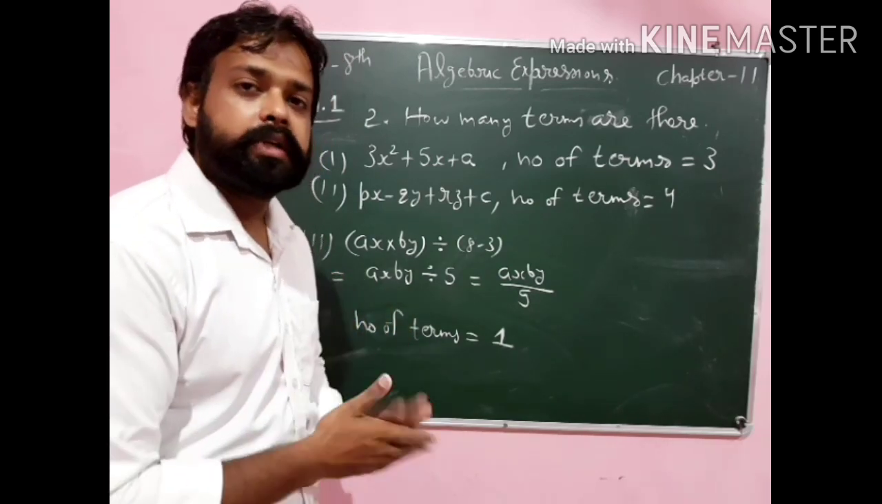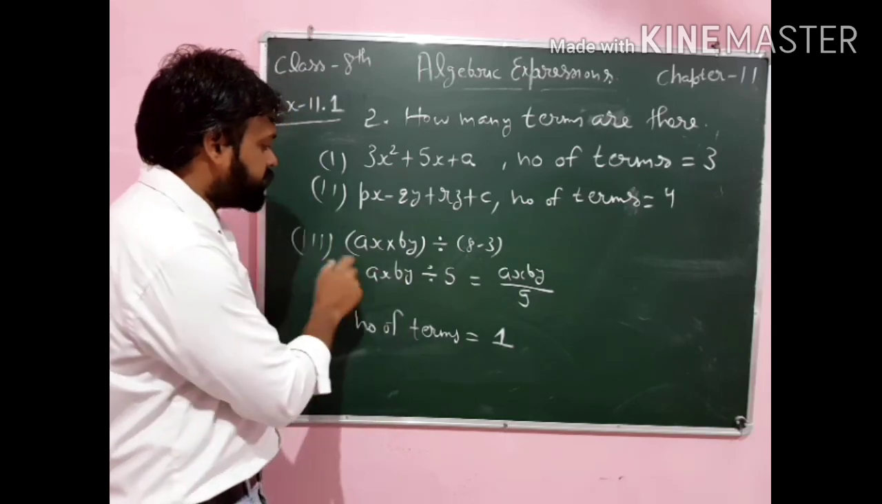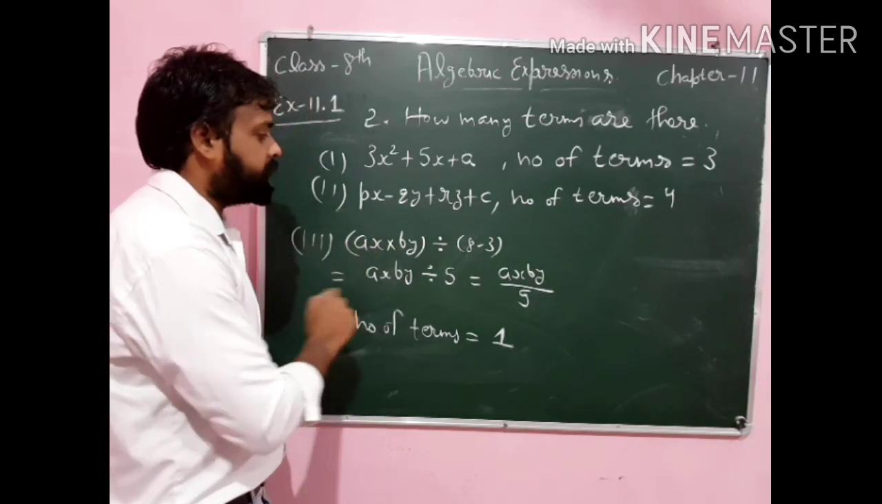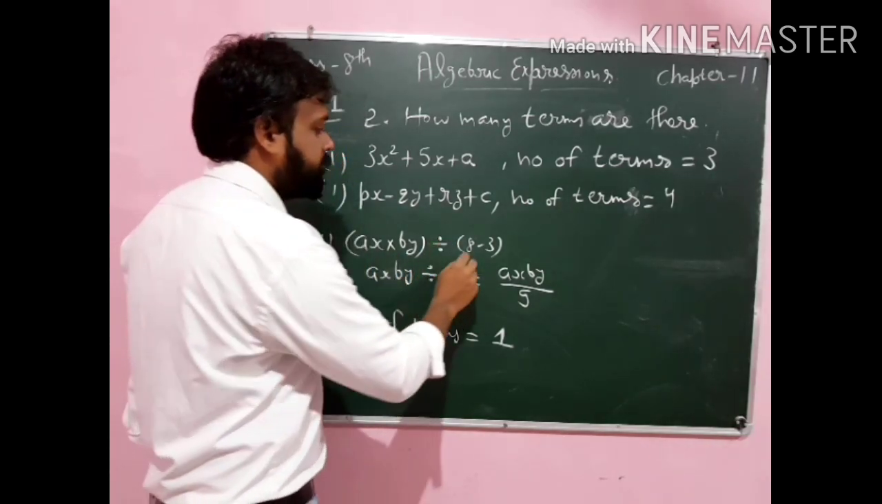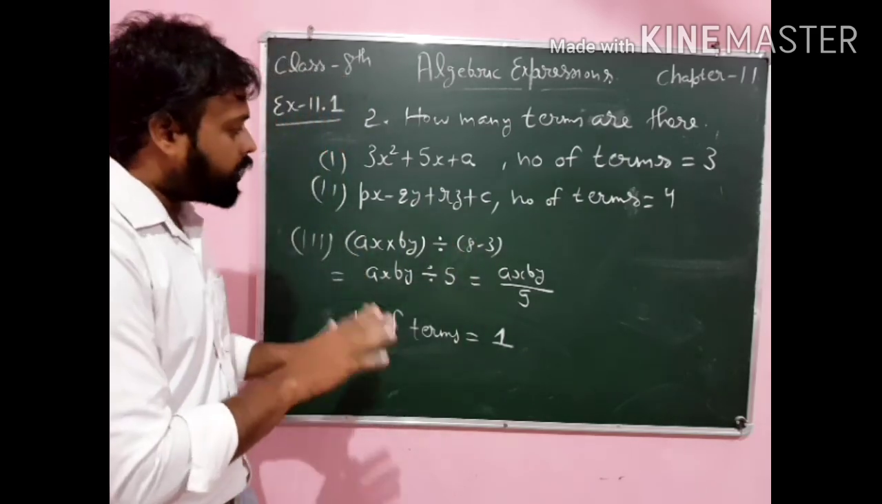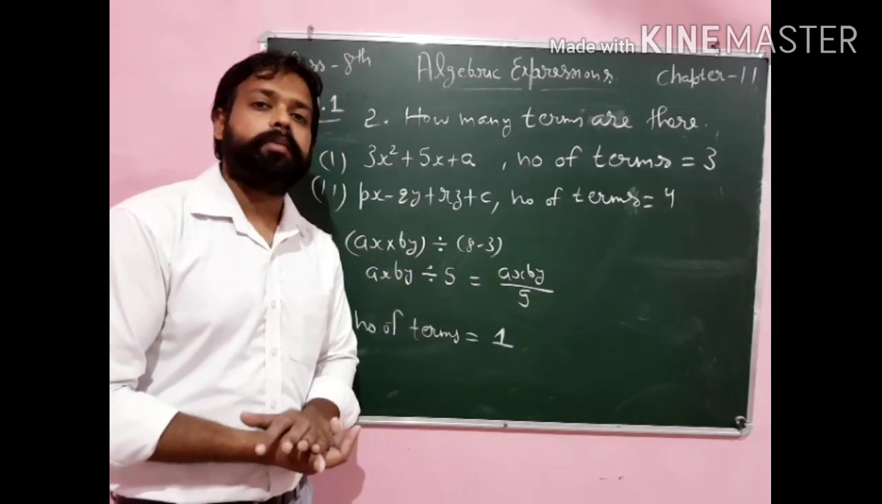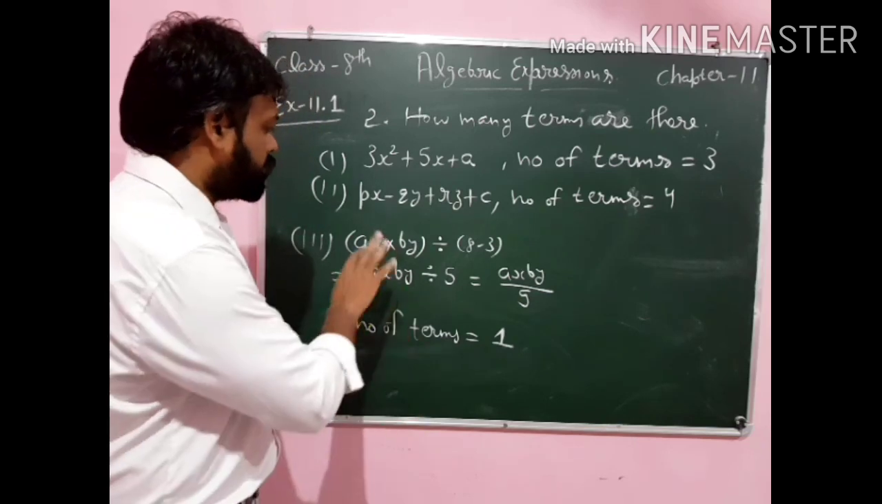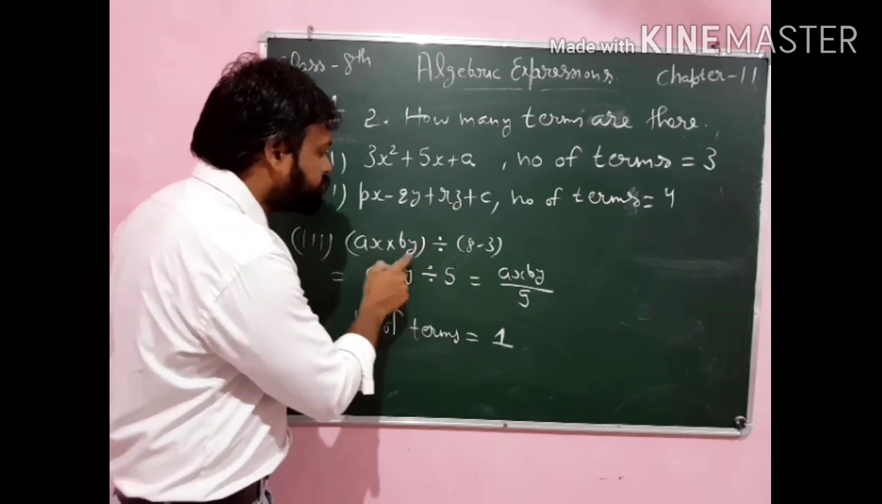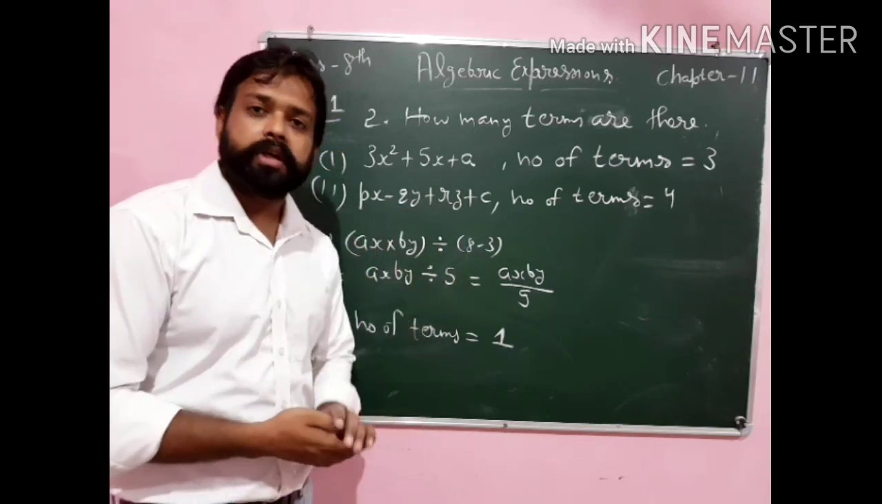Okay, now the third part, this is also very important. So you have to understand this sum carefully. You can see this is ax multiplied by by. Here is the sign of division, 8 minus 3. Now here we have to solve this sum a little bit, because we cannot say only by counting 1, 2, 3 and 4 that the number of terms here is 4.